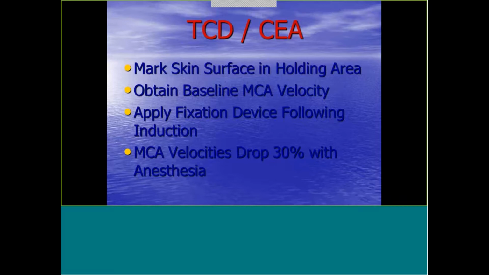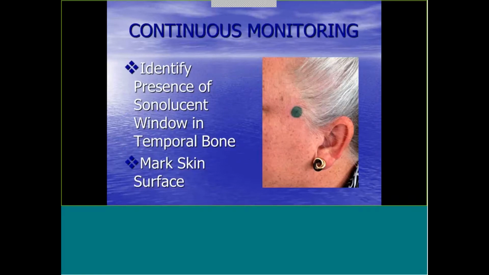Okay, so again, identify presence of your sonolucent window, mark your skin surface. You want to try to stay away from this window back here. I know everybody loves it because it's easy to use. There's always a window there. But remember, the ear here gets in the way of that probe, the holder. You know, the probe's going to be in an eyeball. So you want to try to always use a medial window when you're doing this.